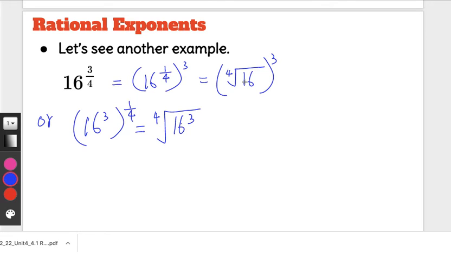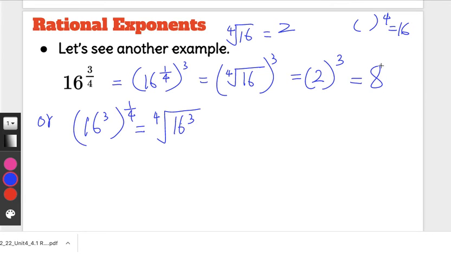But they are equivalent. My way to do this, I always prefer to find the root if I can, because I don't need to deal with 16 times 16 times 16. It's a little bit complicated to do all that calculation. So for this, we know 16's fourth root is the number which, to the fourth power, gives 16, which is 2. So I know it's going to be 2 to the third power, which is 8. That's it. That's how we deal with rational exponents.